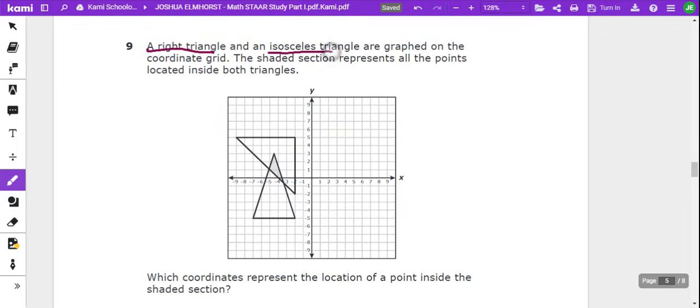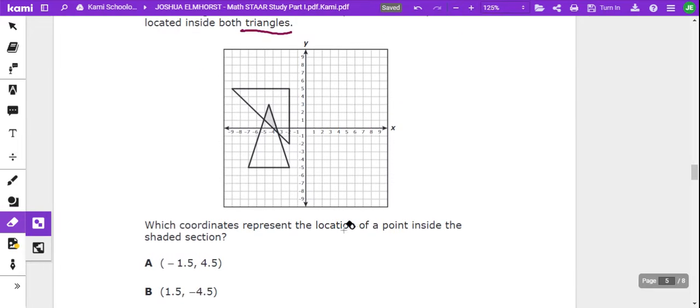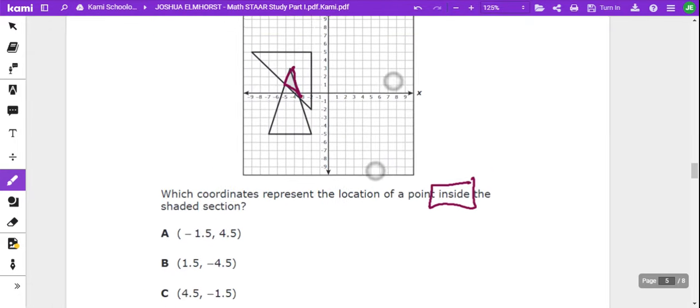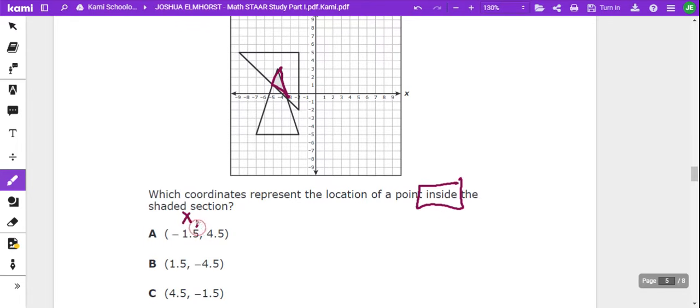A right triangle and an isosceles triangle are graphed. Both are located. They have crossing areas where both of them come together. So we're looking at that. So which coordinates represent a point that is inside the shaded area? So we're looking at this area right here. So we're going to graph x and then y.